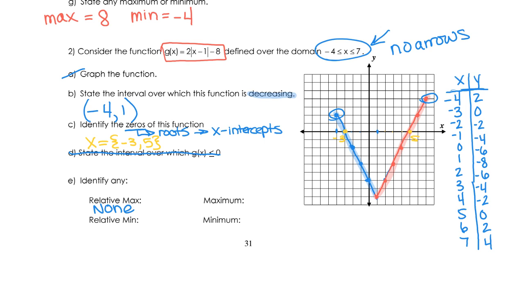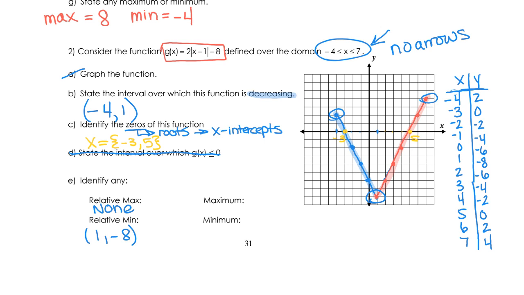Okay. Relative min, we do have a turning point that is relatively low. Actually, it is the lowest, okay, but it is still relative. And the lowest that goes is at negative 8. So the coordinates are 1, negative 8. Okay. Your max is your highest point, and it doesn't have to be a turning point.